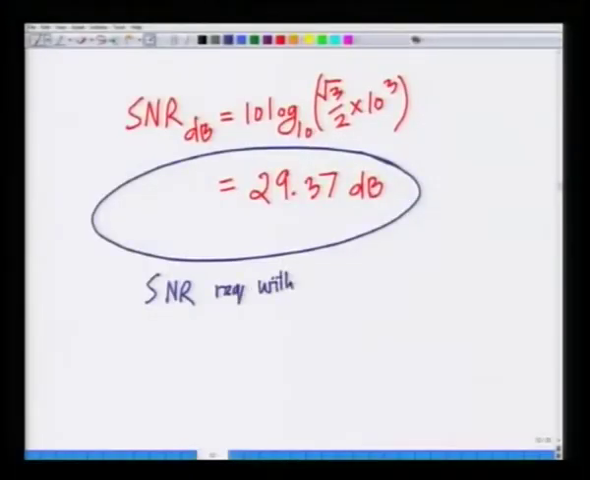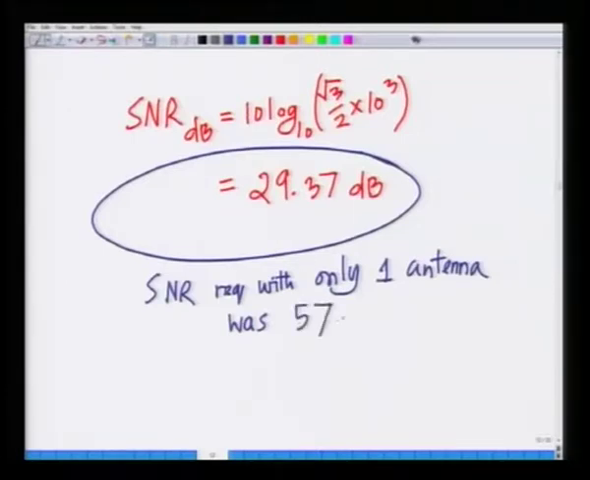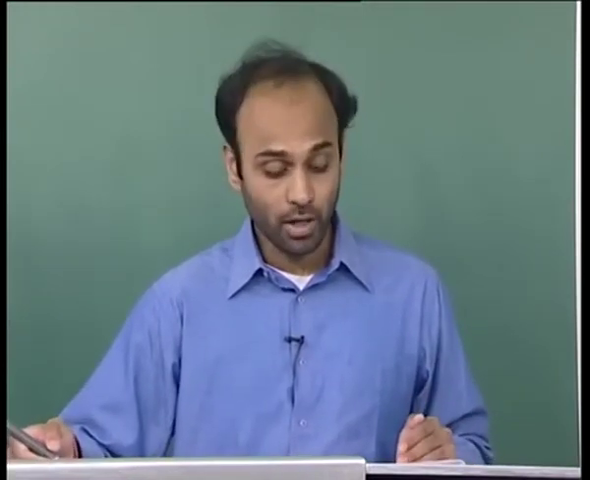with only one antenna was, let me refresh your memory, we computed similarly the SNR required with one antenna, and we said that was 57 dB. Now, when we added one more receive antenna to the system and did some intelligent signal processing in terms of maximal ratio combining, that SNR required has come down to approximately 29 dB.